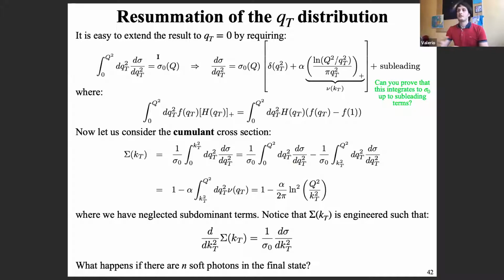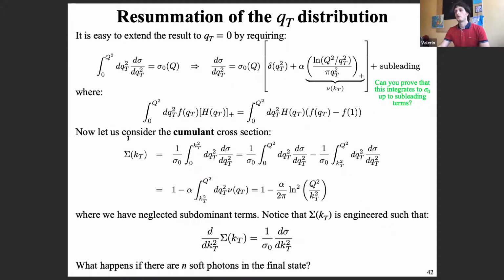So it is easy to extend this computation to also include QT equals zero. This actually should answer one of the questions that I asked before. We know that the integral between zero and Q square has to be equal to sigma zero, the inclusive cross-section, the total cross-section. This means that you define the differential cross-section in QT square as sigma zero times a delta function plus the term that we have already seen here, but this time with a plus prescription. This plus prescription is defined as follows here. And then if you integrate over QT, you get back exactly sigma zero. This is also something that is probably useful for you to prove.